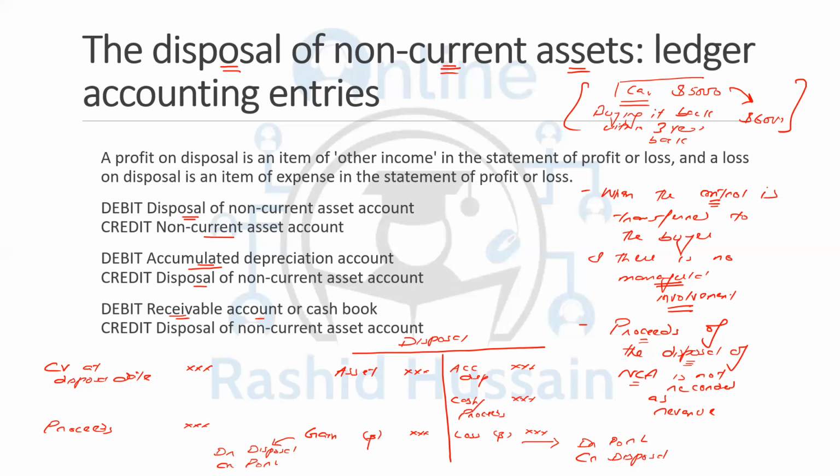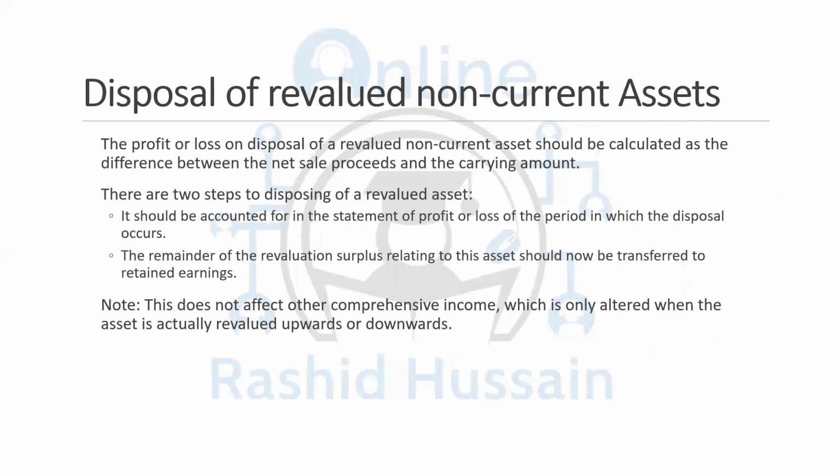So remember this thing. Disposal is only recorded when the control is transferred. Proceeds should not be made part of the revenue because it is not the revenue. And you are going to calculate the carrying value at disposal date, compare it with the proceeds, and then you are going to get the gain or loss on the disposal. When you have the disposal of the revalued asset, we know all of the revaluation surplus will be de-recognized and transferred to the retained earnings.